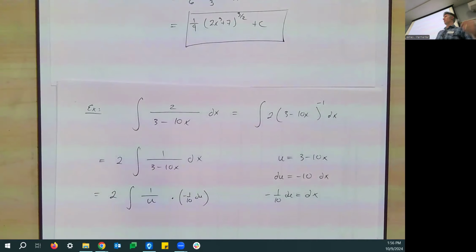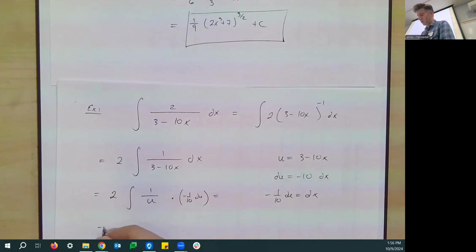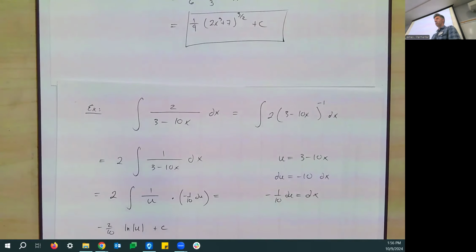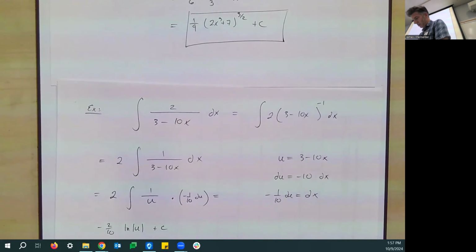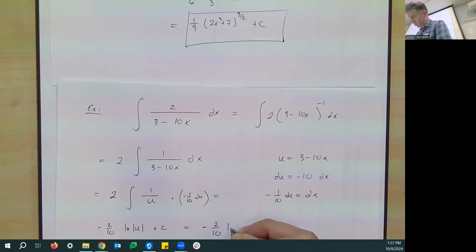It's less easy for me to remember that the antiderivative of u to the negative 1 is the natural log of the absolute value of u. It's much easier for me to remember that when I see 1 over u, the antiderivative is the natural log of the absolute value of u. So here, we're going to get 2 times negative 1 over 10, so negative 2/10 times the antiderivative of 1 over u, which is the natural log of the absolute value of u, plus c. I don't want to simplify that 2/10 just yet, even though I could, just so you all can see what we get. We get negative 2/10 times the natural log of the absolute value of 3 minus 10x plus c.